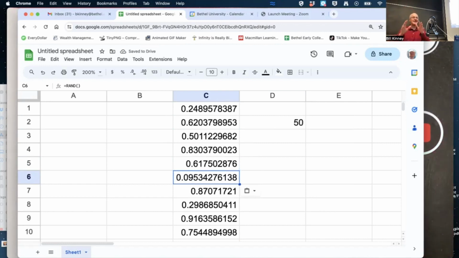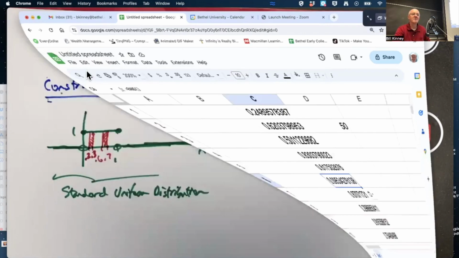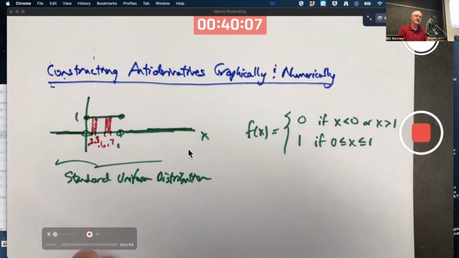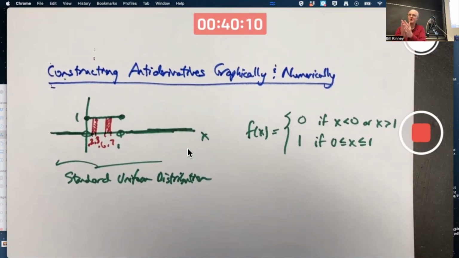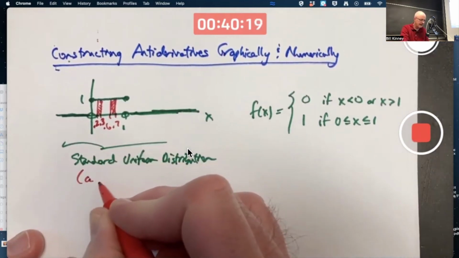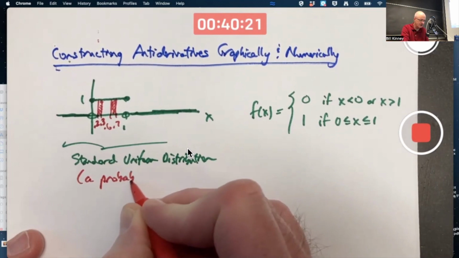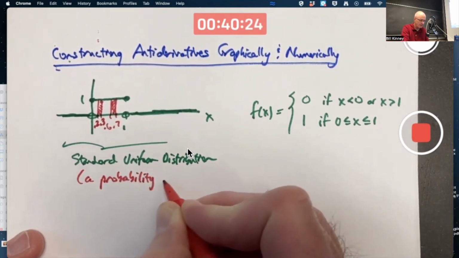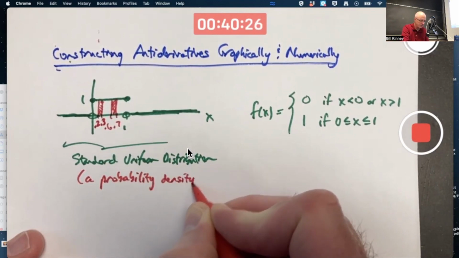Because of randomness, it's not exactly 60, but in the long run, about 60% of the numbers will be less than 0.6. And yes, about 10% of the numbers will be between 0.6 and 0.7. This uniform distribution is effectively what's being used to create that random number generator. It's an example of what is also called a probability density function, or just density function if you prefer. Probability density function.